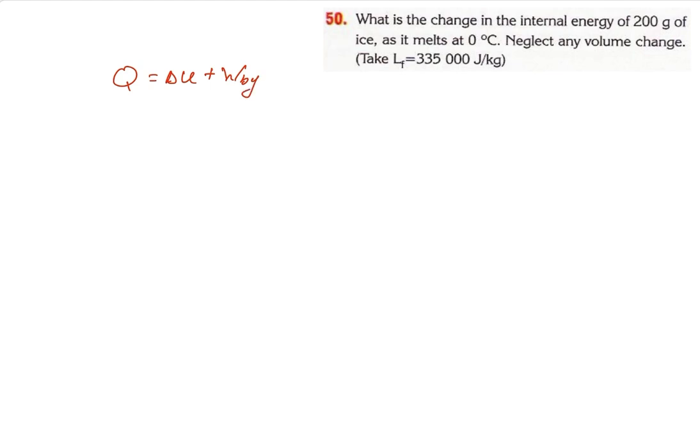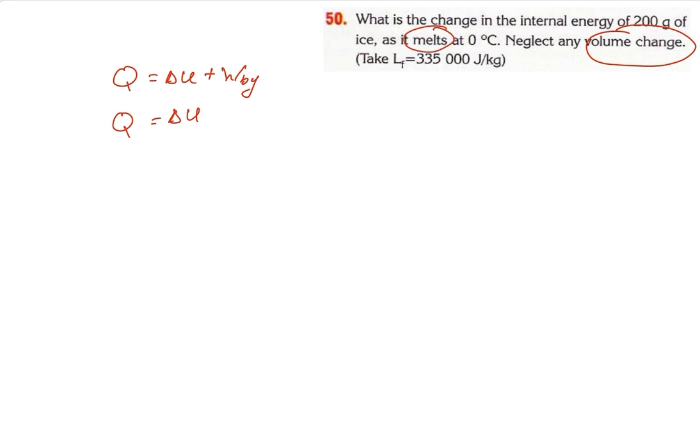And here it says there is no volume change. We just neglect volume change. That means work done by the system, or work done on the system, will be equal to 0. So Q, heat given to the system, will be spent to increase the internal energy. And here it says the ice melts.